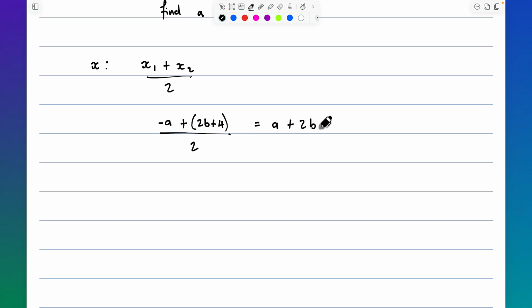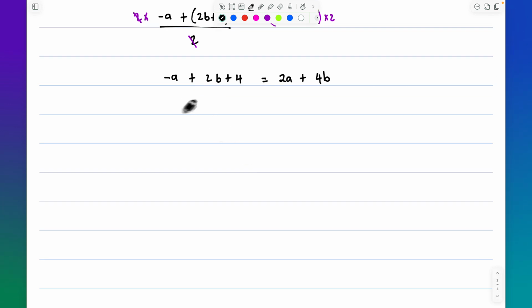All right, now we're going to simplify our expression. In order for us to simplify the expression, we're going to multiply both sides by 2 because we don't like denominators. But now you have to multiply this side by 2 as well. So that would mean on the left-hand side, we have negative a plus 2b plus 4. That's equal to, so the 2 also multiplies by the entire bracket. So that's going to be 2 times a, which is 2a, plus 2 times 2b, which is 4b.